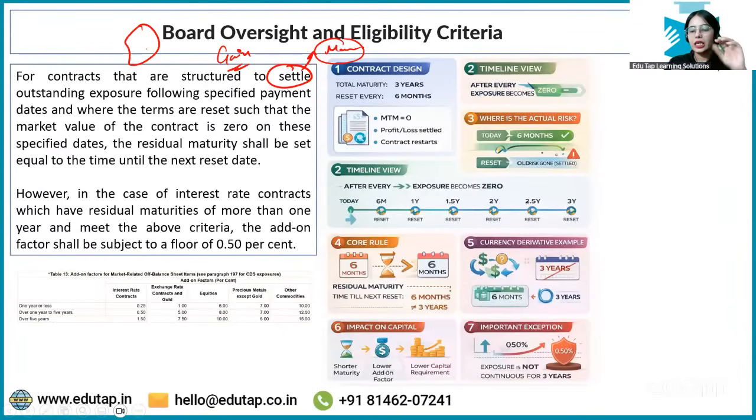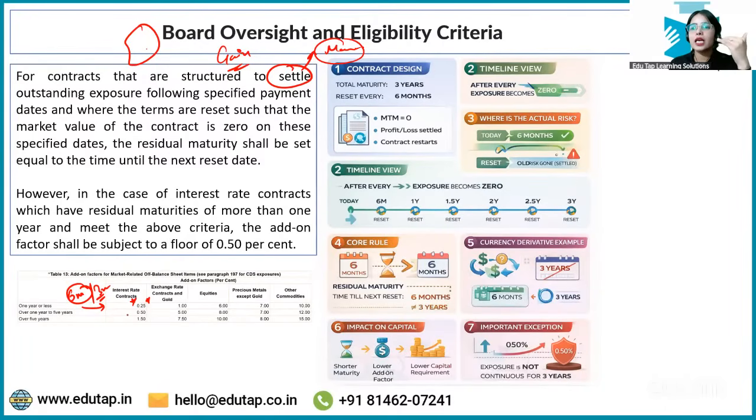So even if the periodic reset is after every 6 months or after every 3 months, because the settlement is happening after 3 months or 6 months, the add-on factor should be 0.25%, right? The add-on factor should be 0.25%.